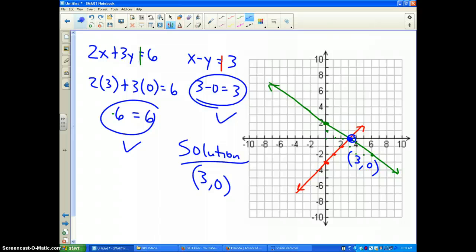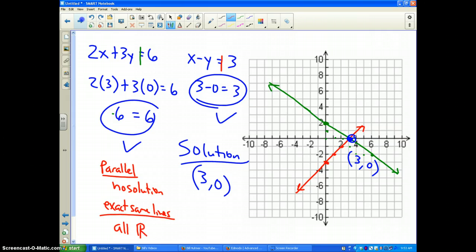Now, just a reminder that this is only one of the 3 types of cases. This is the most popular. Remember, if your 2 lines turn out to be parallel, there is no solution. And if your 2 lines are exactly the same, then you write all real numbers as the solution. And remember how you can tell that. You can tell by using the slopes of your lines.